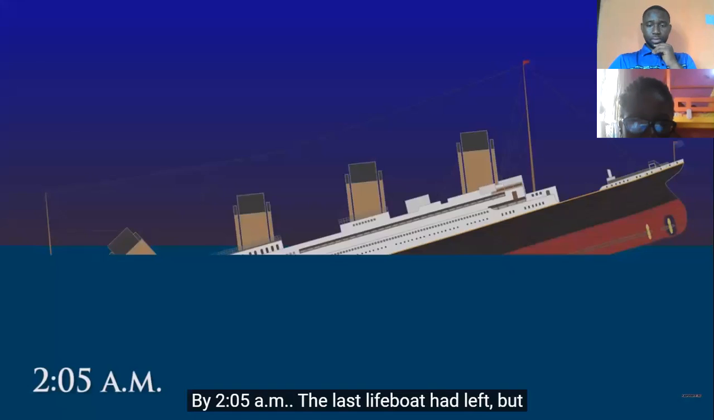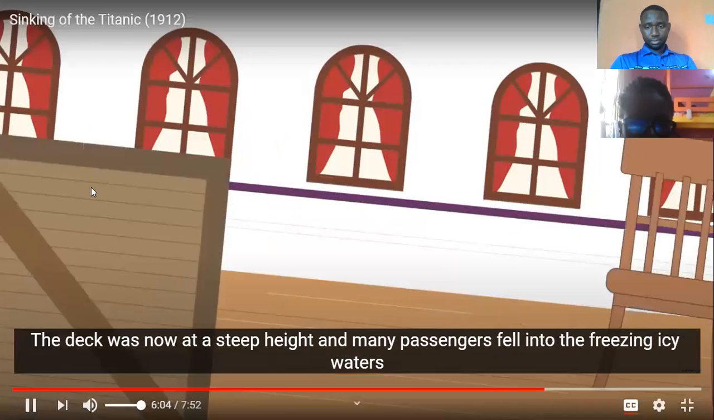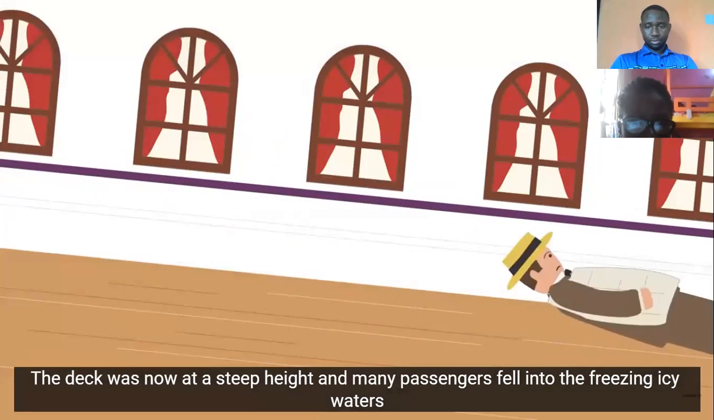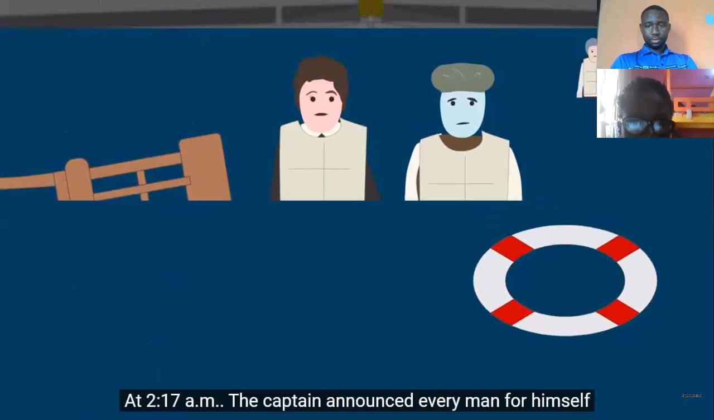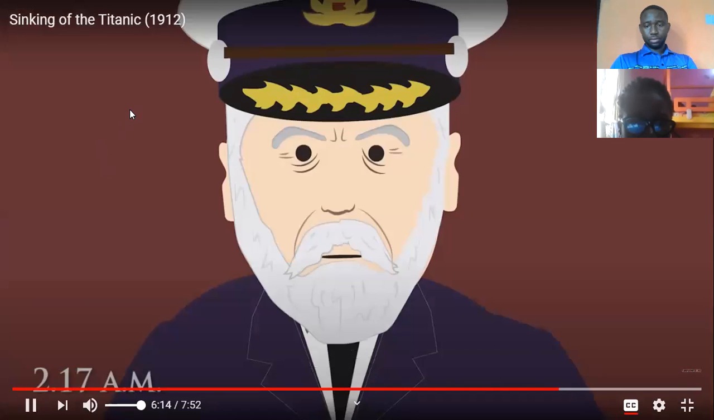By 2:05 a.m., the last lifeboat had left, but 1,500 people were left on the ship. The deck was now at a steep height, and many passengers fell into the freezing, icy waters. At 2:17 a.m., the captain announced, "Every man for himself."